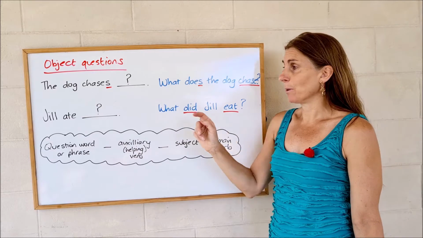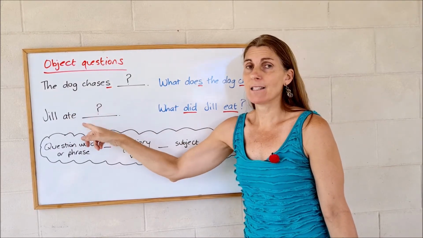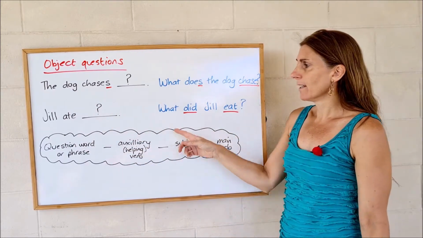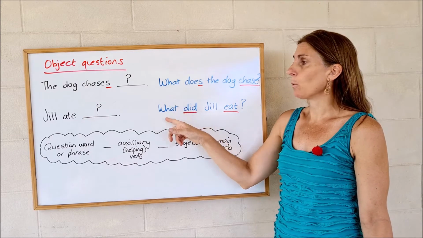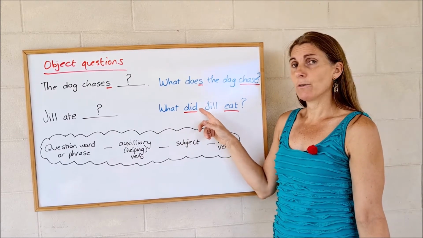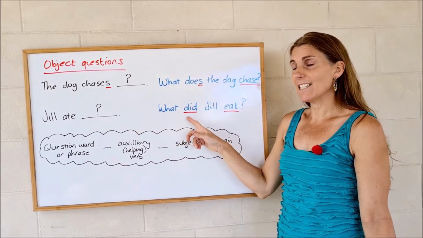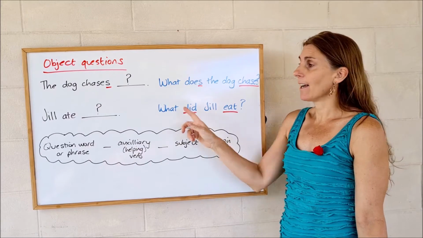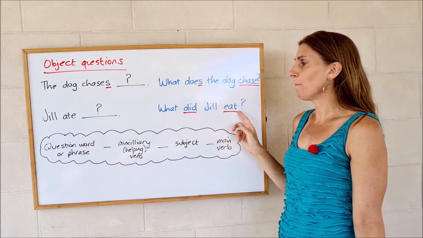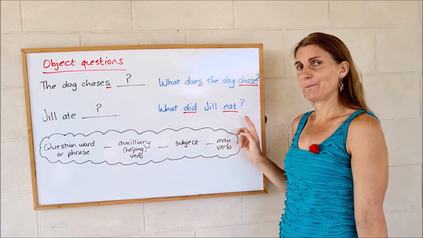Okay, second example. Jill ate. So this is in the past of eat, but we don't know what Jill ate. So our question word, we start, what? Then our auxiliary verb, again using the verb do, but this time it's the past. So what did Jill eat? And our main verb relaxes, goes back to its infinitive form. Question being, what did Jill eat?